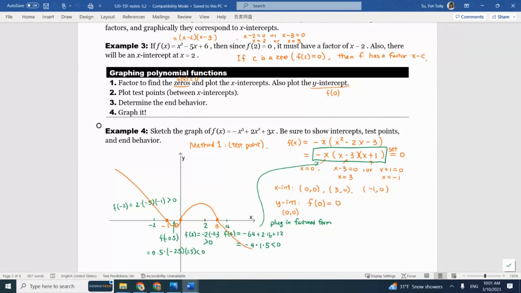And then they also give us the x-intercept. For the x-intercept, the y-coordinate is 0, and these zeros give us the x-coordinates. Do you remember that? And then to find the y-intercept, you plug in x is 0.